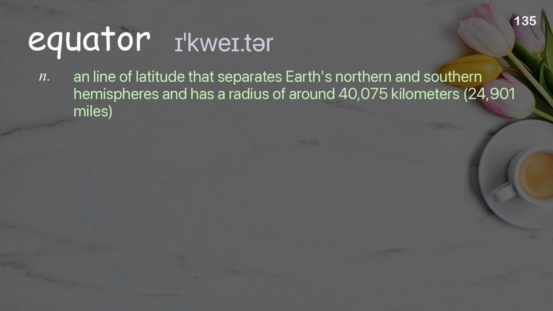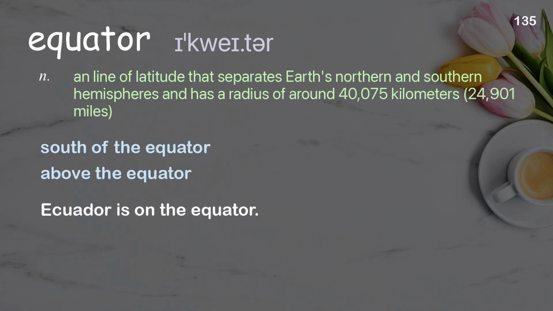Equator. A line of latitude that separates Earth's northern and southern hemispheres and has a radius of around 40,075 kilometers, 24,901 miles. Examples: South of the equator, above the equator. Ecuador is on the equator.